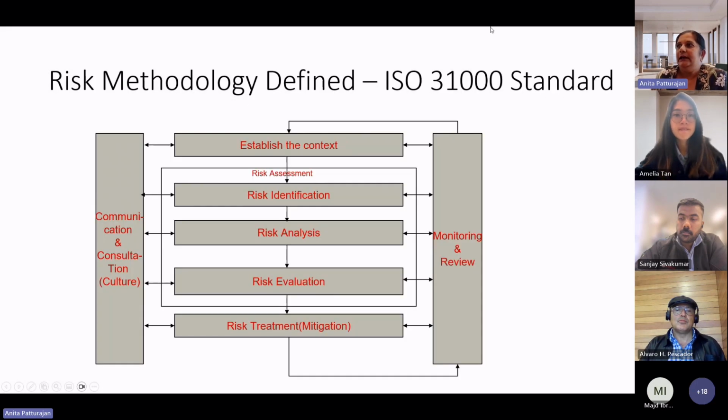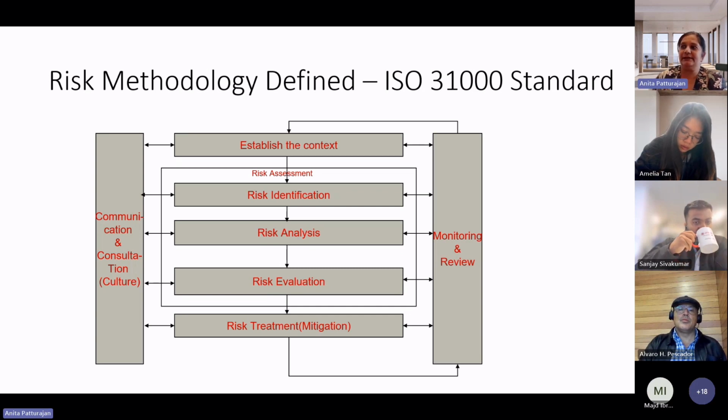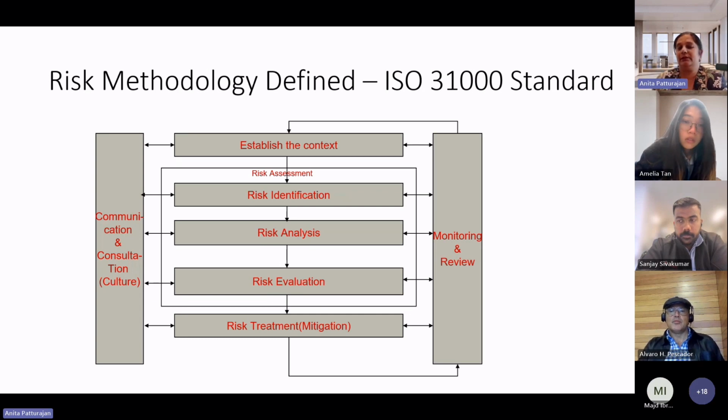So if we jump into the risk methodology definition, I just wanted to quickly talk about this, and most of you would be familiar with it. At Anitech, we use ISO 31000 as the standard to deliver our programs. It's basically about everything from establishing the context to the risk assessment process. The most key parts are risk identification, risk analysis, evaluation, and of course risk controls.